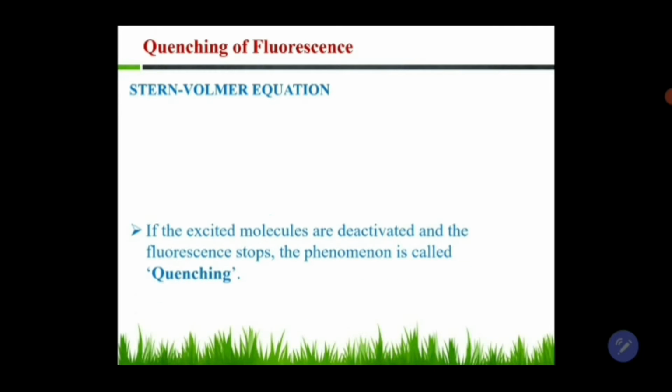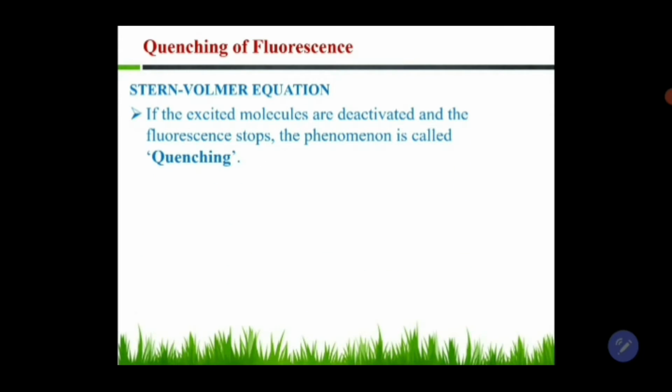That happens to be a method for molecules for the de-excitation of electrons from the higher energy level to the lower energy level. One is quenching of fluorescence. There is an equation related to this quenching of fluorescence that is called the Stern-Volmer equation. What does quenching mean? If the excited molecules are deactivated and the fluorescence stops, the phenomenon is called quenching.